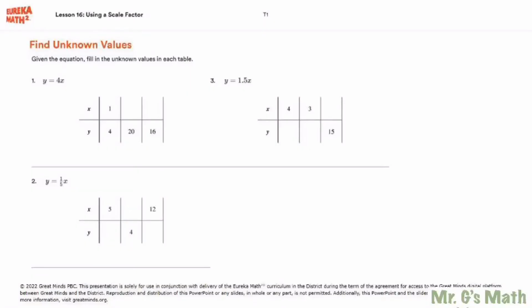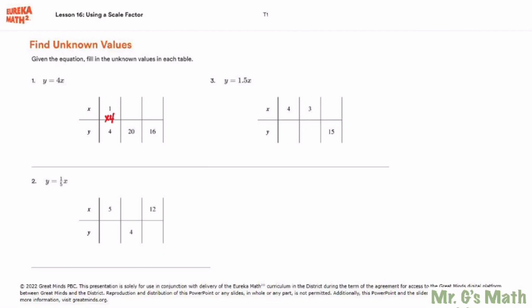All right, so here we have our fluency for lesson 16. If you look at our equation, it says that y is equal to 4x. Now, for me to be able to fill in these missing values, I need to know something about that. What does that 4 mean in this equation? Constant of proportionality. So that means that if I go from the x to the y, I multiply by 4, right?